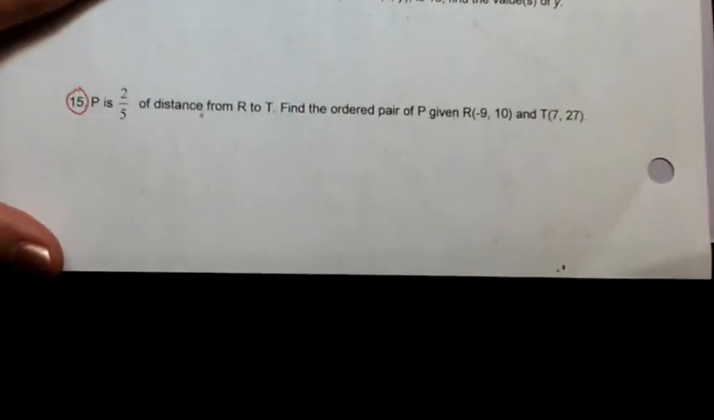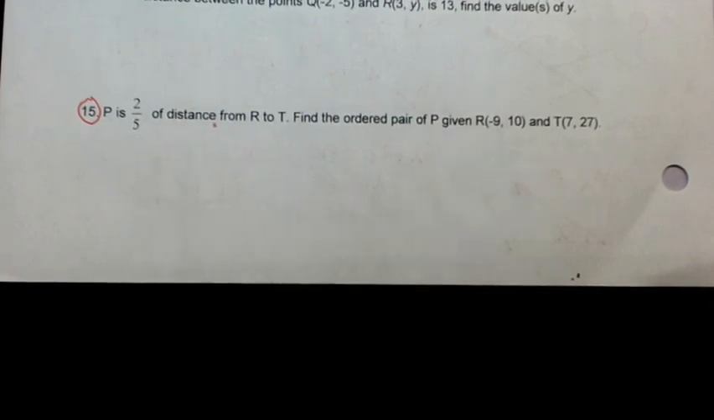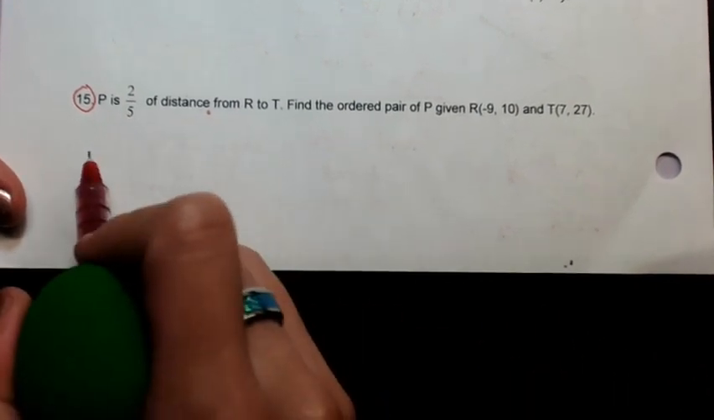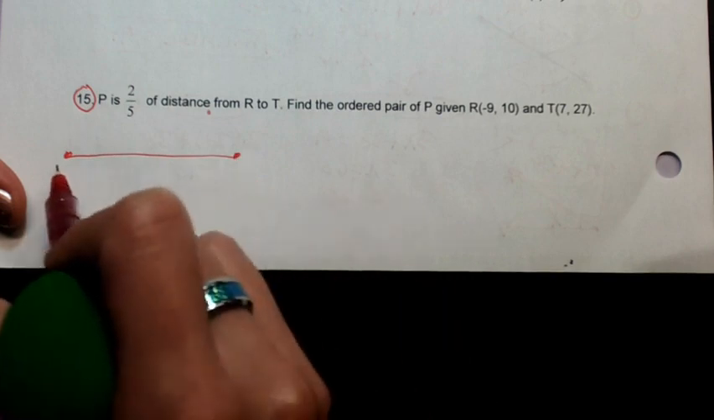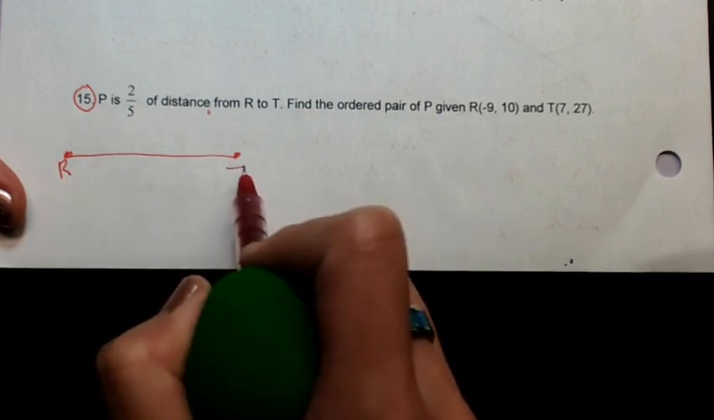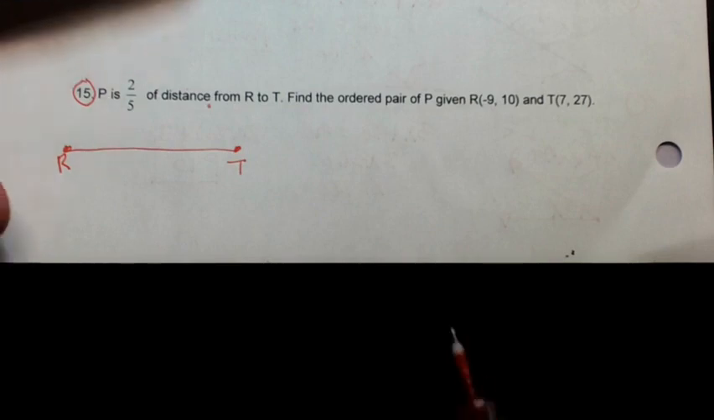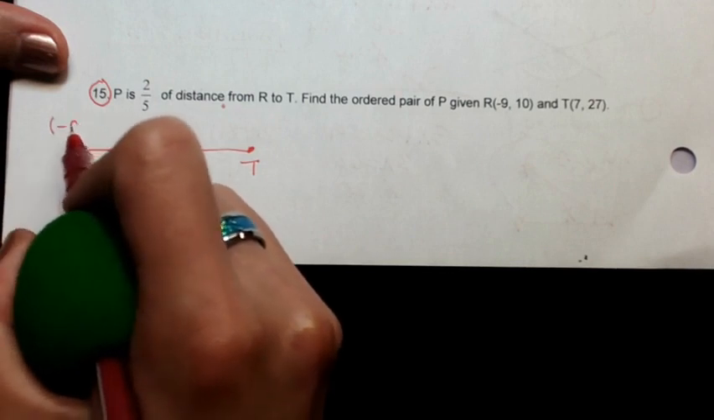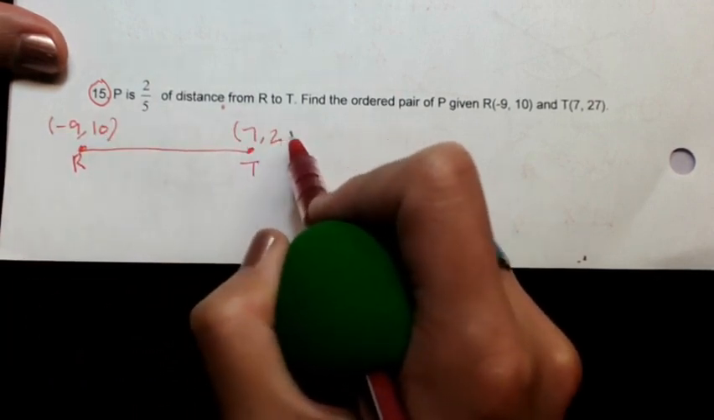I'm going to give you a shortcut on this one that I taught you guys before. We actually did 2 or 3 questions already. So Nicholas, let's read. P is 2/5 of the distance from R to T. Find the ordered pair of P given R(-9, 10) and T(7, 27). So let's write RT. Make your segment. And R is given to be -9, 10, and T is 7, 27.